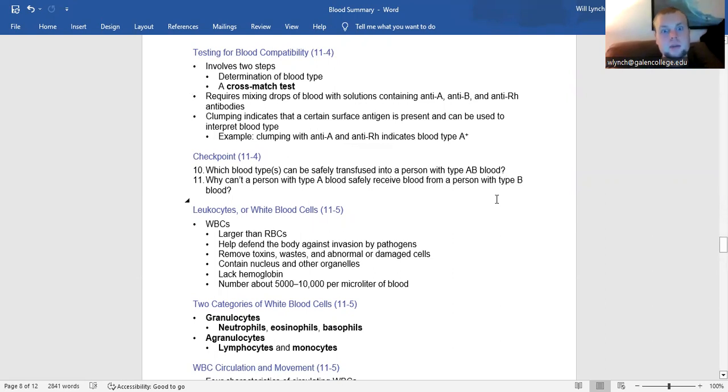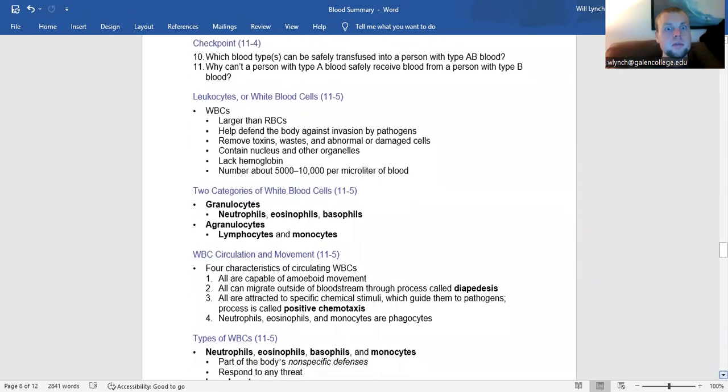Why can't a person with type A blood safely receive blood from a person with type B? That is because the person who has type A blood is going to have an antibody against type B. So they're going to have antibodies circulating around that will target the transfused blood and agglutinate it to be destroyed.